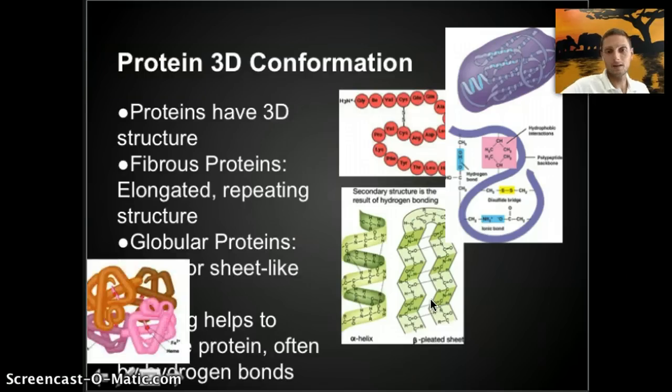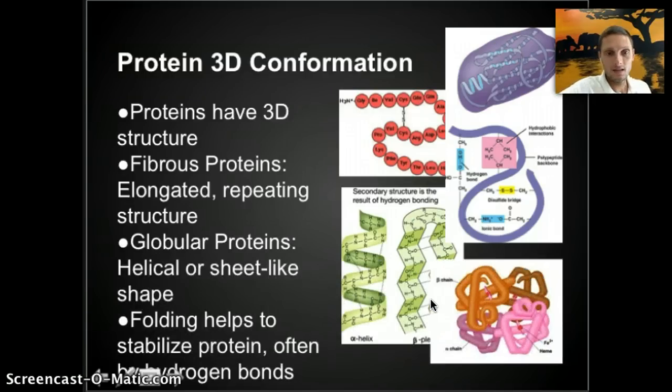The last and final is the quaternary shape, or structure, and this is when multiple of these structures are being put together. Multiple different proteins are being put together, and hemoglobin is a good example of this.